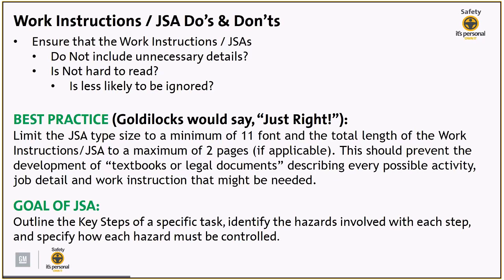A goal of the JSA would simply be to outline the key steps of a specific task, identify the hazards involved in each step, and specify how each hazard is to be controlled. That is the goal of the JSA.